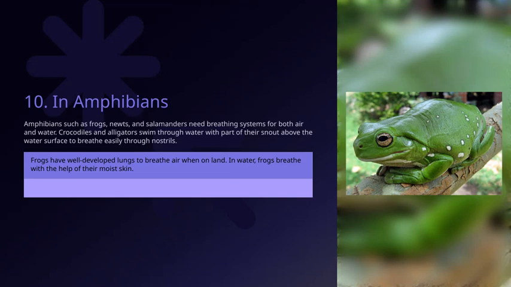Frogs, along with other amphibians like newts and salamanders, have a really interesting way of breathing that adapts to both land and water environments.